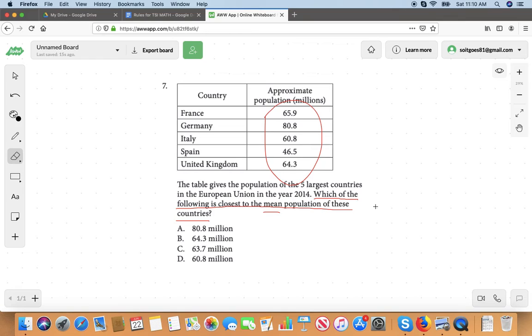Okay. Look at answer choice A. That's the highest value, right? 80.8 million. There's no way I'm going to add up 5 numbers, all of them lower than 80.8 million, and get 80.8 million. They just picked the highest number. Right? That's clearly not the average. Certainly not the mean. Okay, so I can easily just logically eliminate answer choice A.